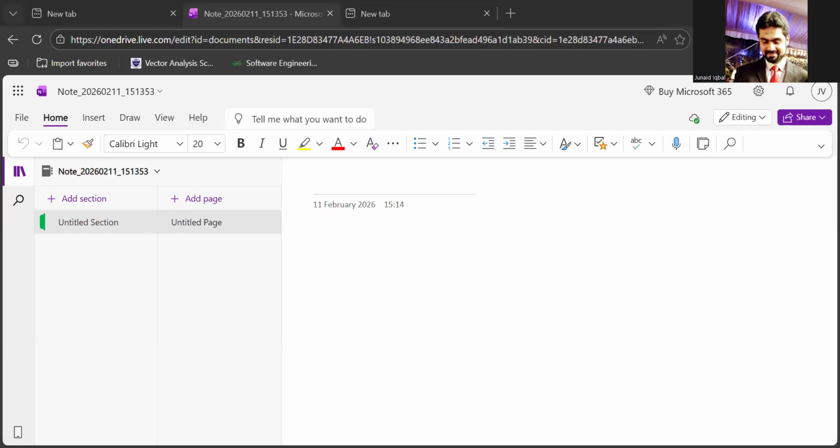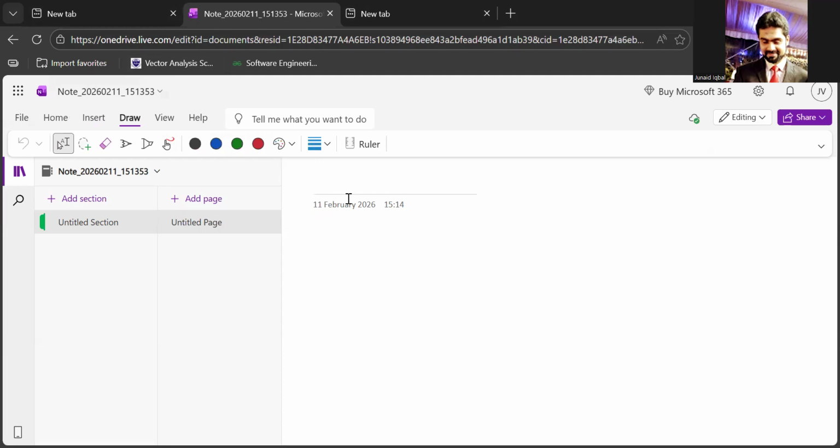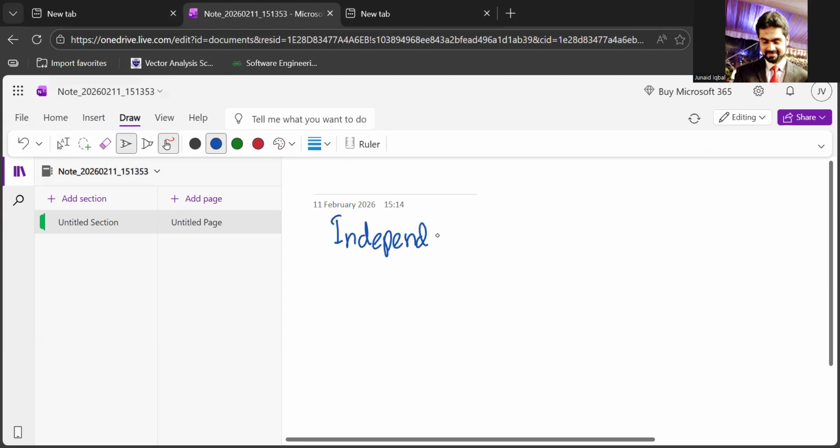Assalamu alaikum. This is Junaid Iqbal, and today I'm going to discuss one very important concept regarding independent events in probability, and this is with regards to O-level IGCSE and O-level GCSE at Edexcel board. So our topic of discussion today is independent events in probability.